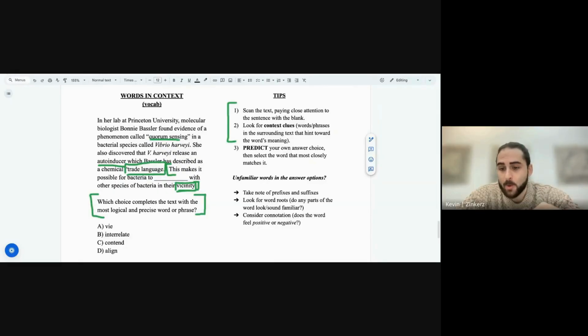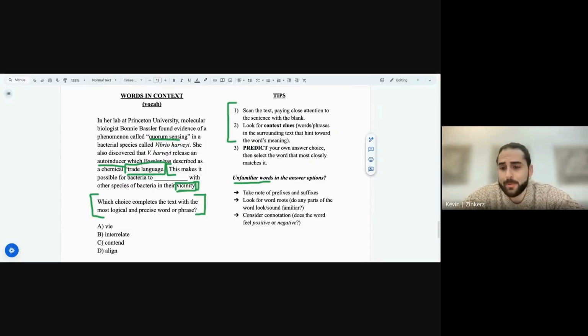Now I'm going to pause here and think about something that may happen to you as a student as you're taking the SAT. And that's there being some unfamiliar words in the answer options. So words that you have no idea what they mean. You're probably going to encounter that. Here are some helpful tools that you can apply in that situation.